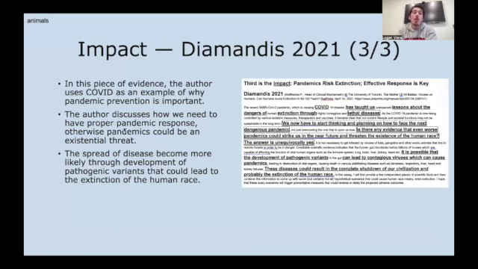Finally, we can see why that's a bad thing, right? Through the Diamandis 21 card. It says that pandemics risk extinction, and our effective response is key to preventing that extinction from happening. So the author discusses how we need to have proper pandemic response, and that because of the plan, if we get rid of that response, then it might risk total global extinction.